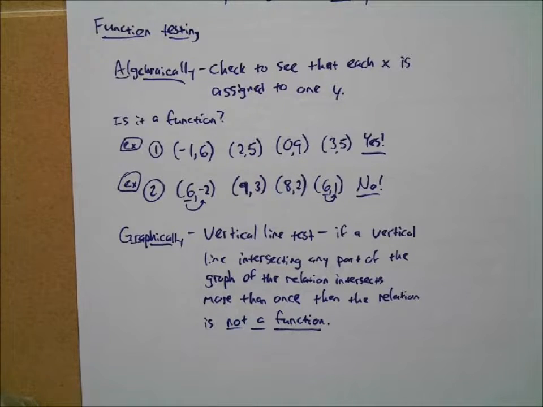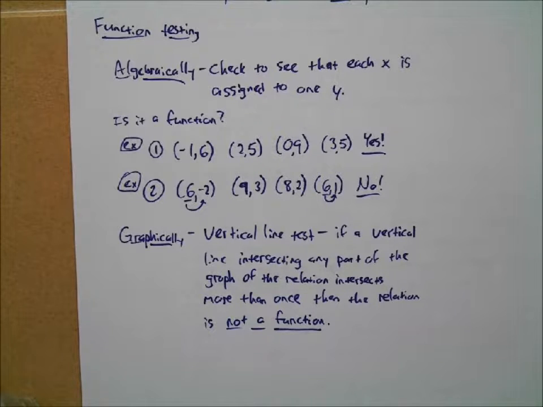So if I just quickly sketch a coordinate plane, I'll try and plot these. 0, 9. Okay, well, I'll count by 2. So 2, 4, 6, 8, 10, like that. All right, so we've got -1, 6. So 2, 4, 6, like that. 2, 5, 2, 2, 4, 5.